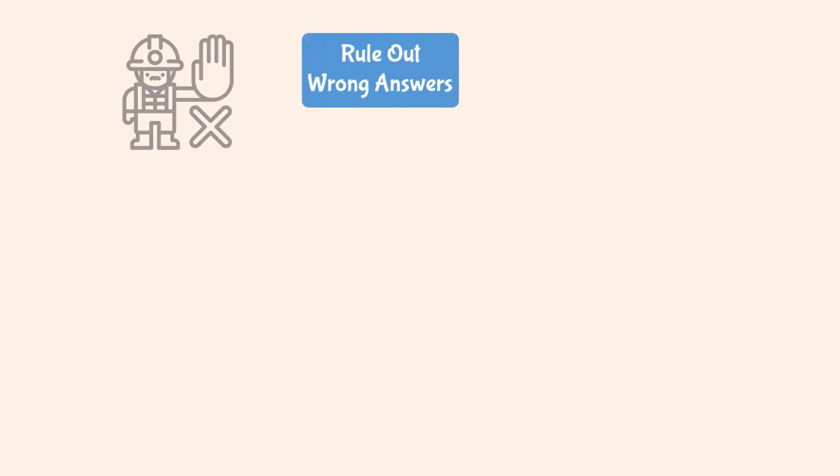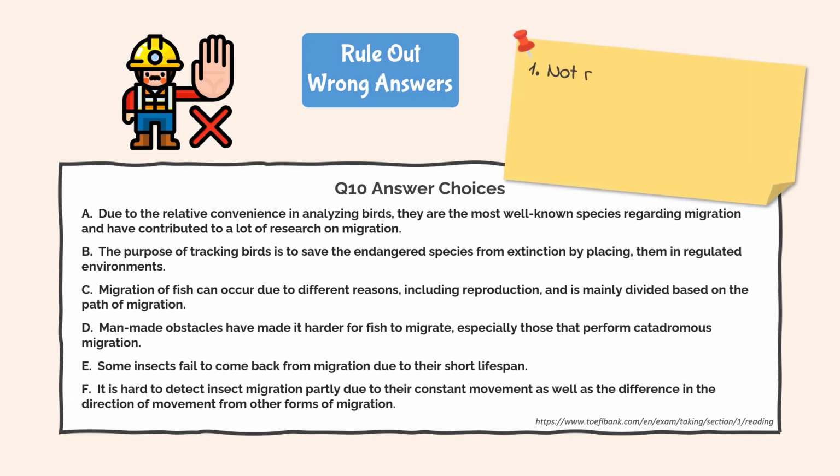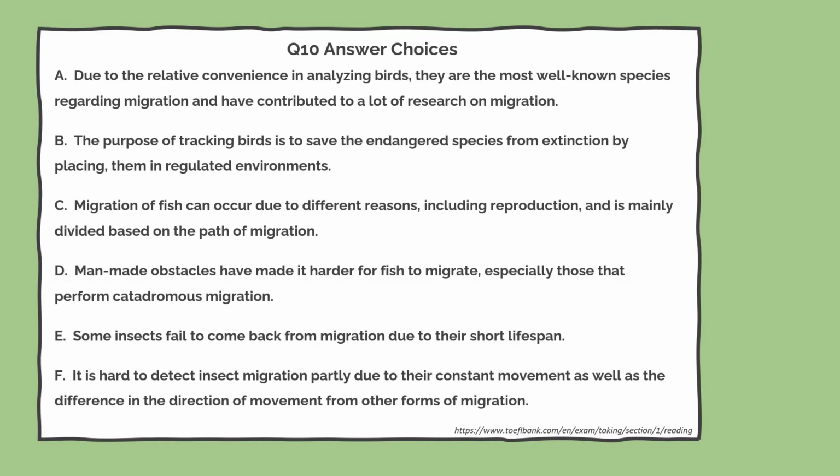Go to answer choices and rule out wrong answers. There are 6 answer choices. Wrong answers are not related to the intro sentence. Sometimes they have wrong or unmentioned information, or they have minor details, examples, or supporting ideas. This is how I rule out the wrong answers in the example.